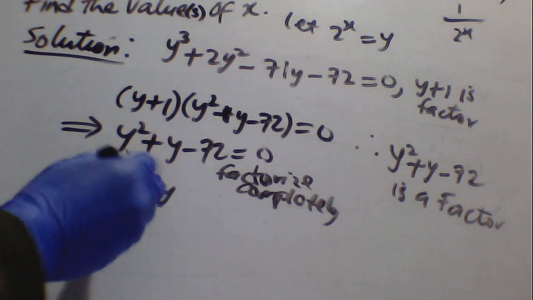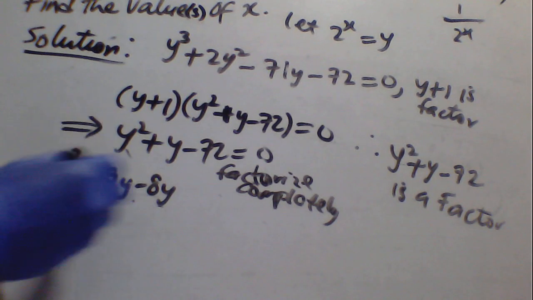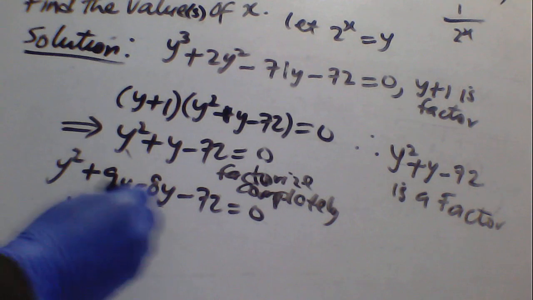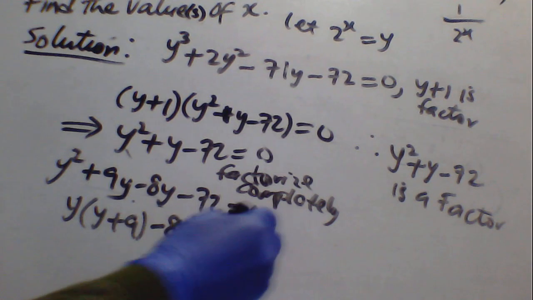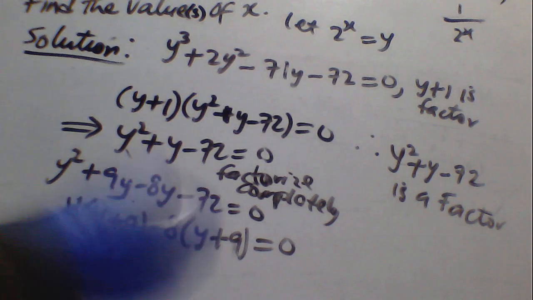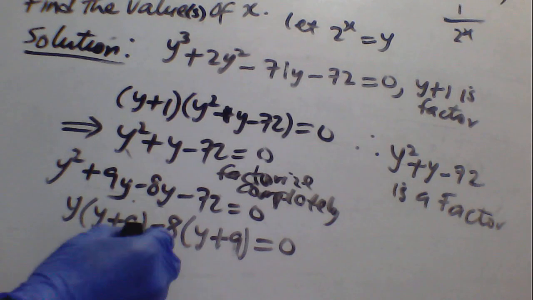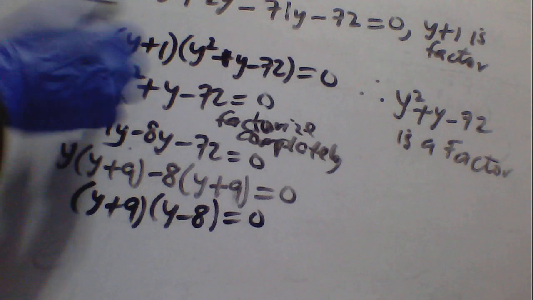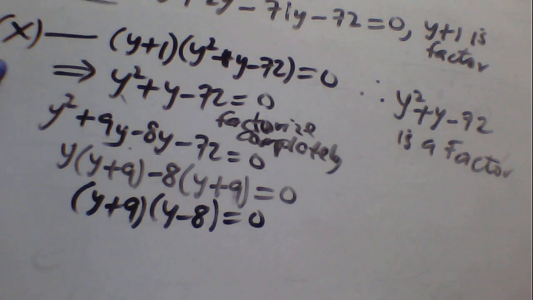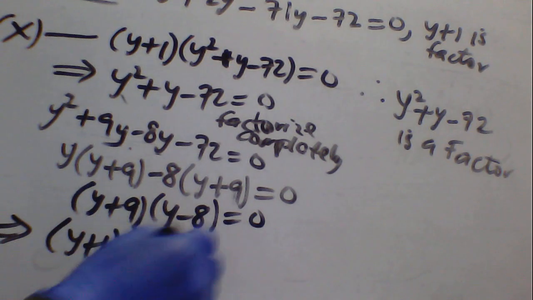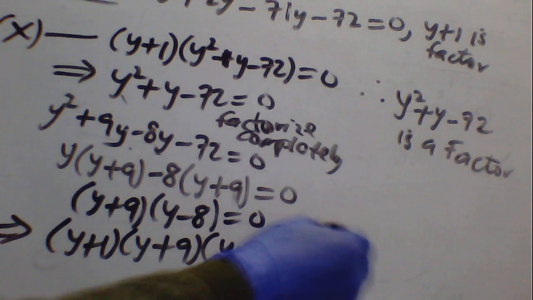So from here you have y² + 9y − 8y − 72 = 0. So factorize, you have y(y + 9) − 8(y + 9) = 0. Factorizing further, I have (y + 9)(y − 8) = 0. Now we have factorized completely, we can come to this equation, we can call this equation s. Wherever we see this value, we substitute this. Then I have (y + 1)(y + 9)(y − 8) = 0.